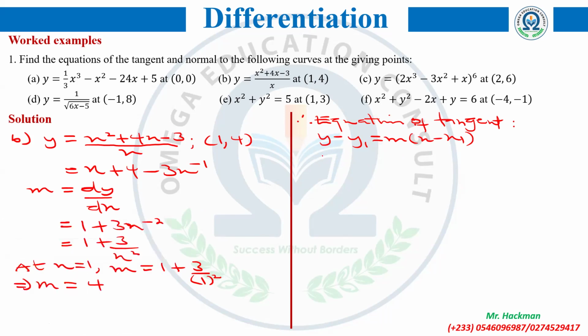Okay, so I will get y minus y1. Your y1 here is 4. That's your y coordinate here. Then is equal to m. We had 4 also for m. Then into x minus x1. x1 is 1. So in effect, we are going to get y minus 4 is equal to 4x minus 4. So you have minus 4 here, so that will go.